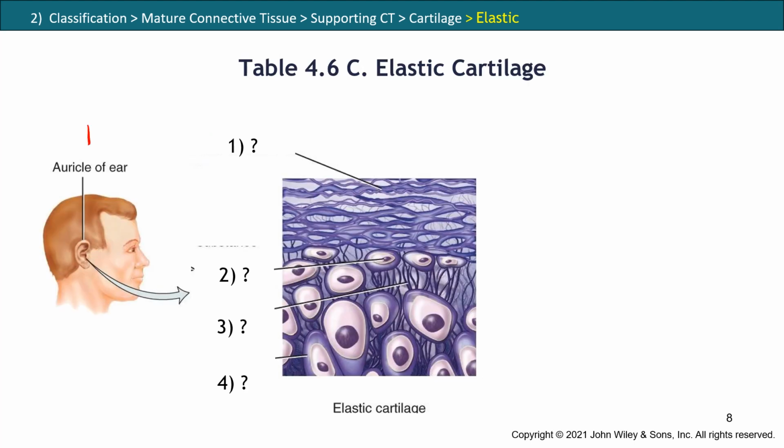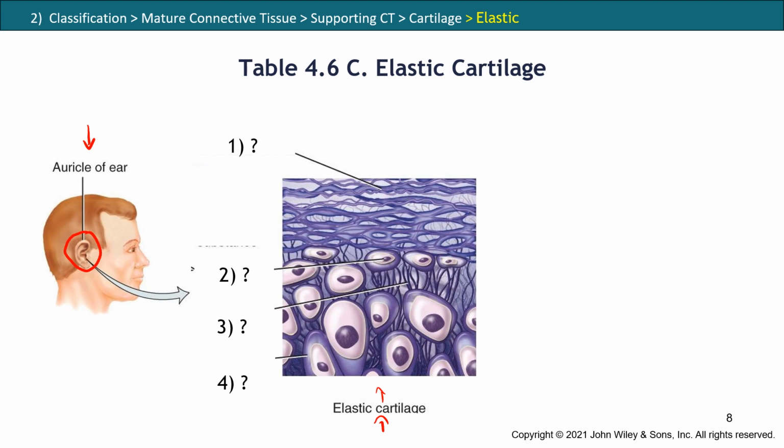So here you can see that in the auricle, the external part of your ear, if you compare the septum of your nose and your ear, you notice that the ear is definitely more flexible. You're going to have a very similar structure to the hyaline connective tissue, but instead of collagen fibers that make it stronger, you have elastic fibers that make it more flexible. But if you see the picture, the schematic here is the same structure.